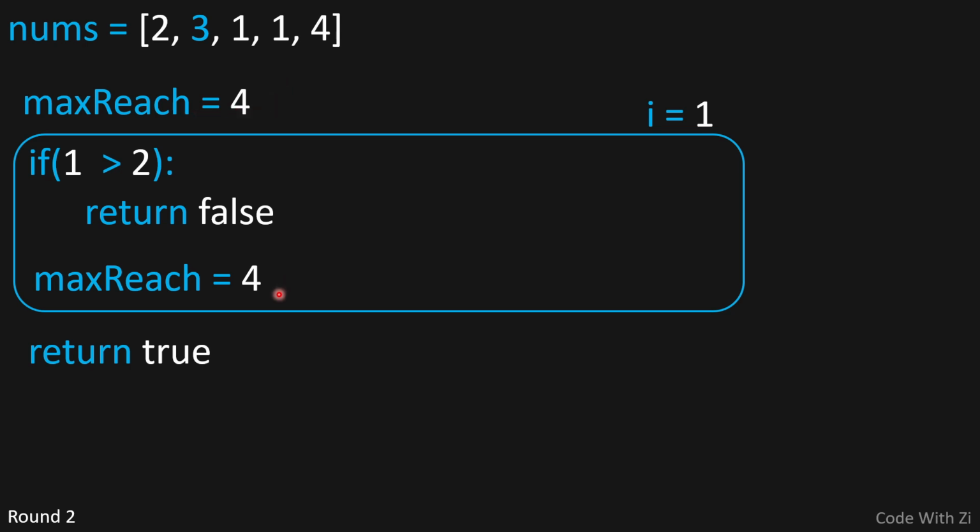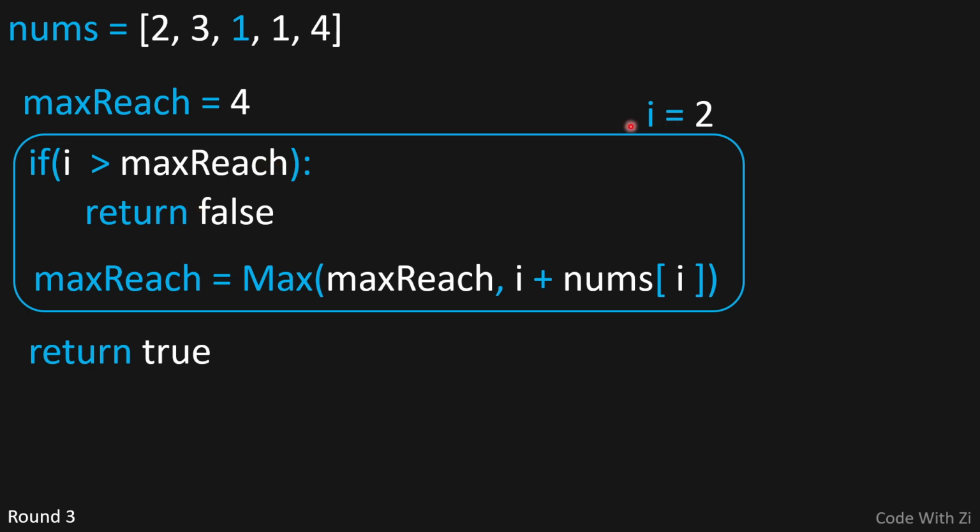And then we're gonna reach the end of this round, and we're gonna move on to the next round. In the next round, our I is gonna be equal to 2, and we're gonna be pointing to this number here. We're gonna check our logic here. We're gonna say if I, which is 2, is greater than maxReach, which is 4, do the following. It's not, so we're gonna calculate our maxReach.